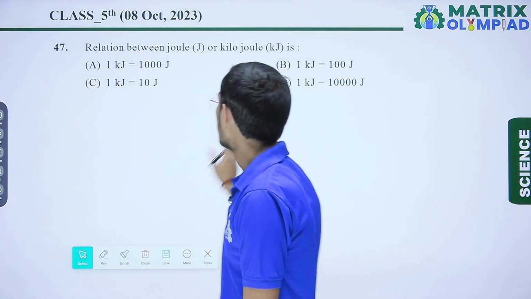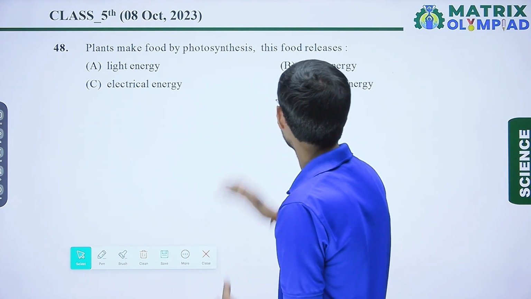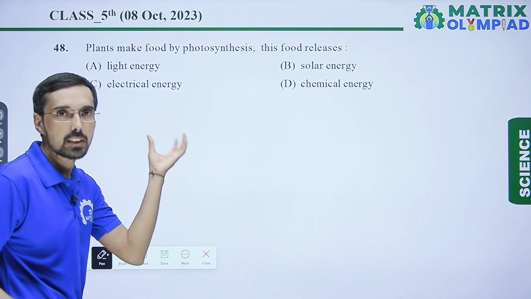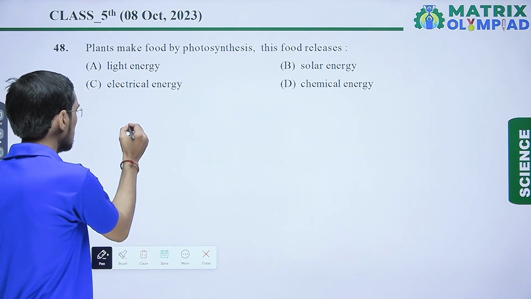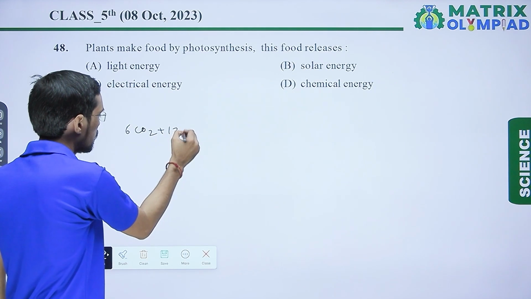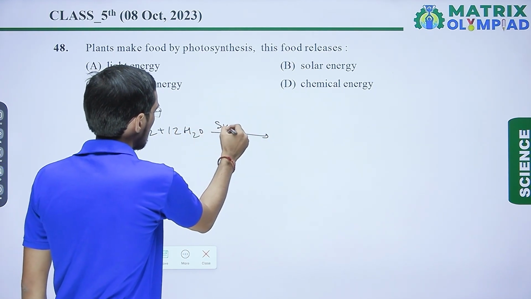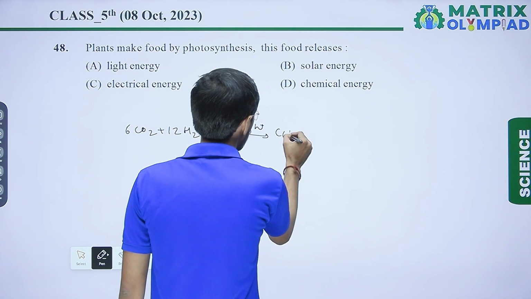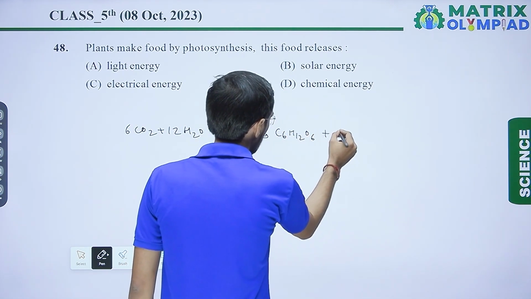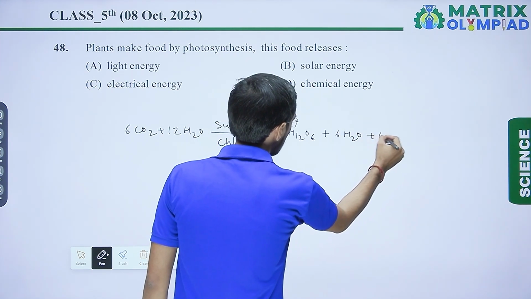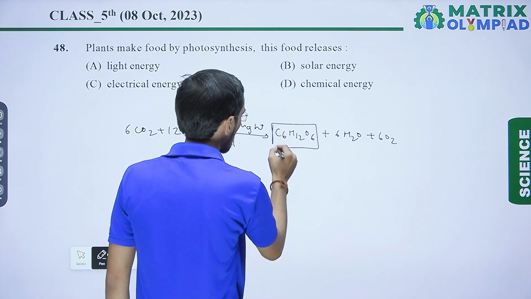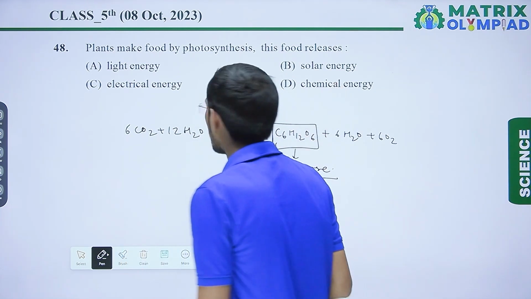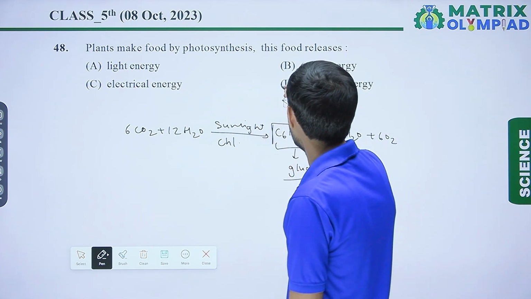Next question is: plants make food by photosynthesis. This food releases which form of energy? We can simply find this out by the photosynthesis equation: 6 CO2 plus 12 H2O, with sunlight upon chlorophyll, gives C6H12O6 plus 6H2O plus 6O2. This is the formula of glucose, and this is a form of chemical energy. So our correct option will be option D.